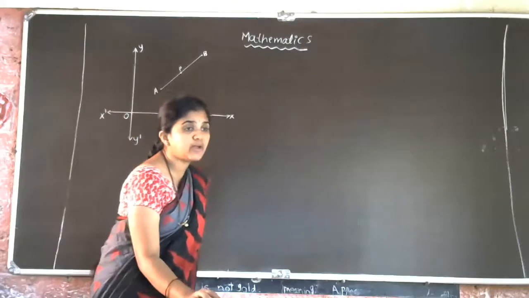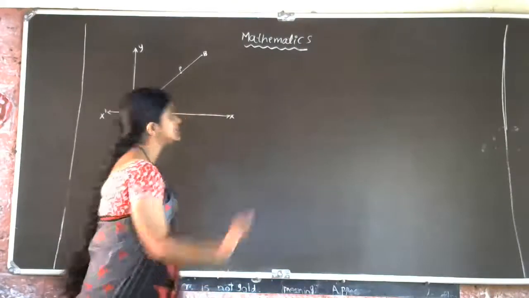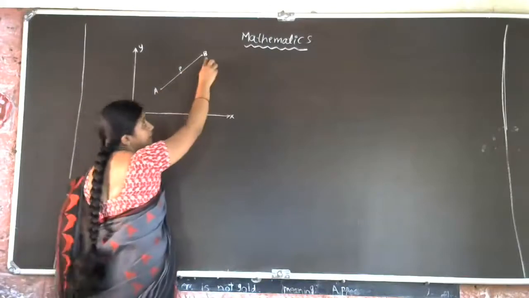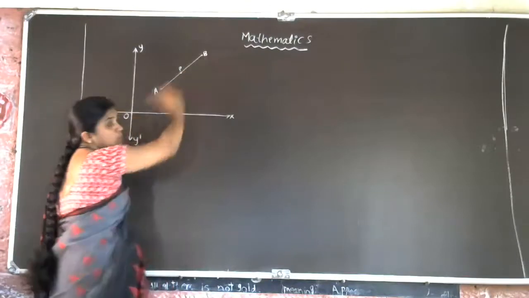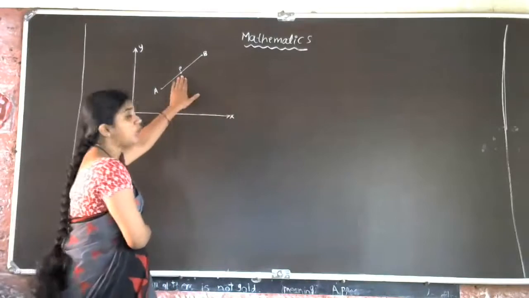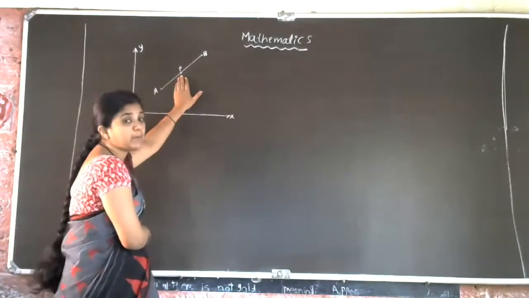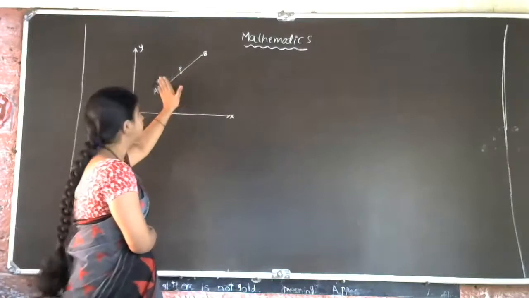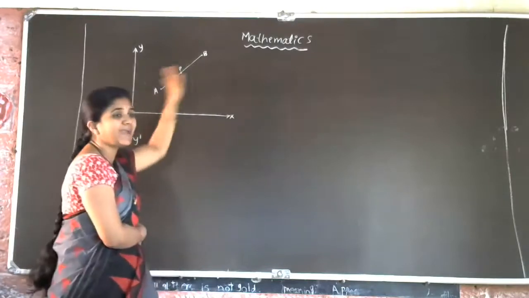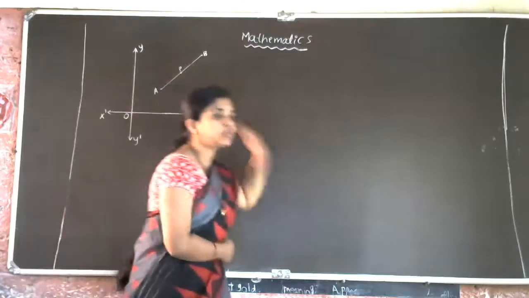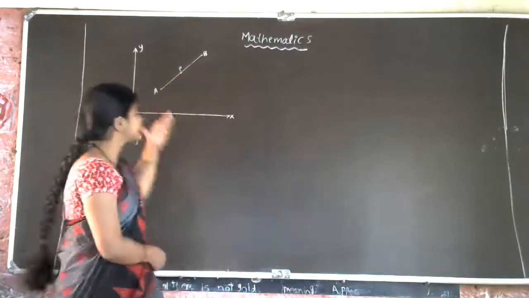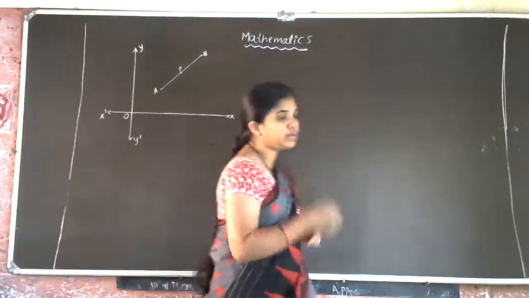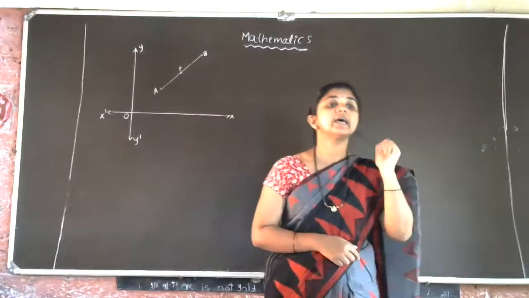So how can we find the coordinates of this point P? If the coordinates of A and B are given, how can we find the coordinates of P? Or sometimes the coordinates are given, and we have to find in what ratio P divides the line AB. This is called the section formula. So today we are going to derive a new concept, the section formula.